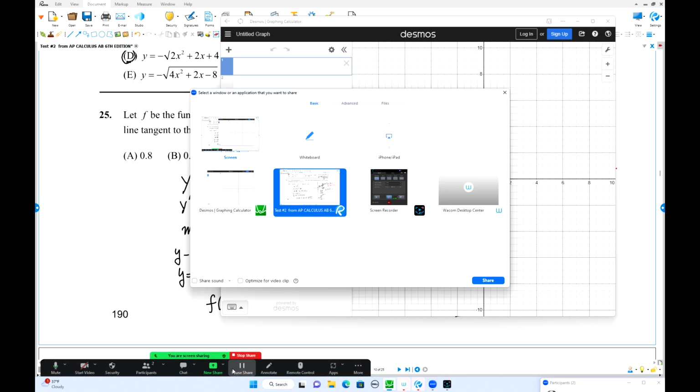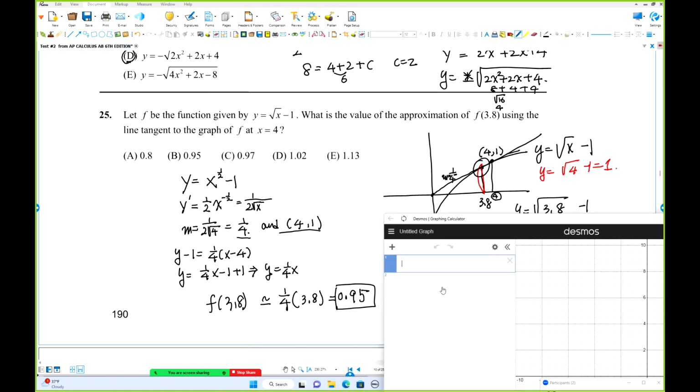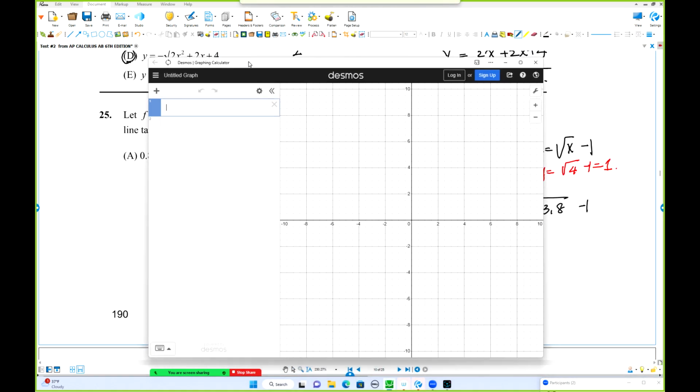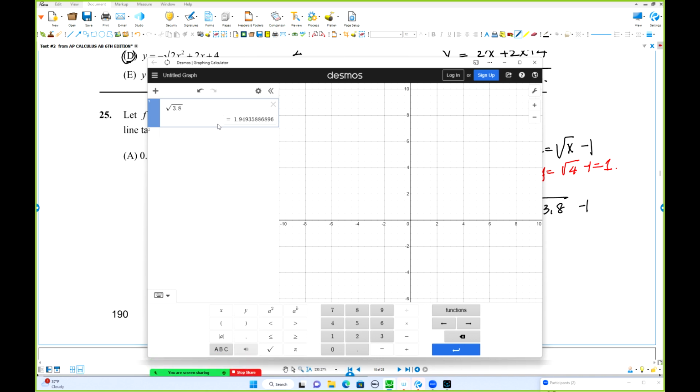Oh, can you see the graph over here? Let me see. Okay, you can see the graph now, right? So over here, square root 3.8 minus a. Okay, so I'm going to use square root 3.8 and minus 1. Outside minus 1, right? That is the actual value.